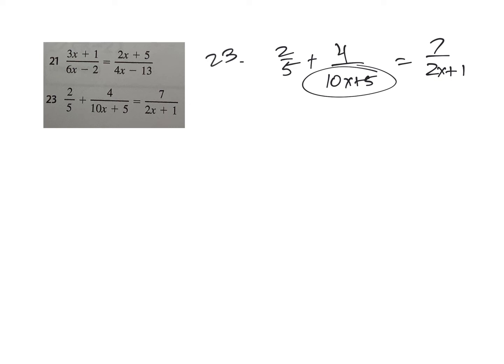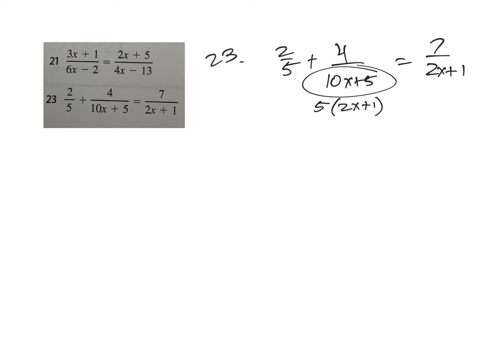Well, what are all the factors that we have? We have 5, we have 2x plus 1, and we have 10x plus 5. But 10x plus 5, if we factor out a 5, you get 2x plus 1. Now, all of a sudden, our only factors are 5 and 2x plus 1.